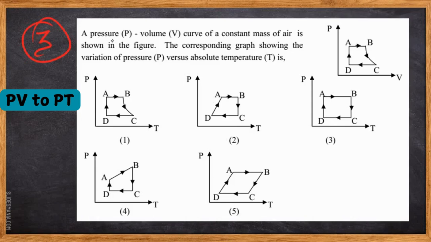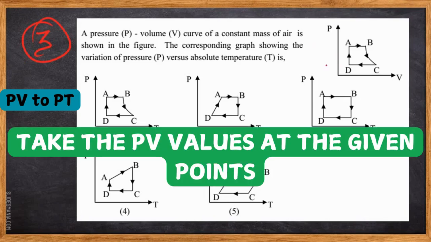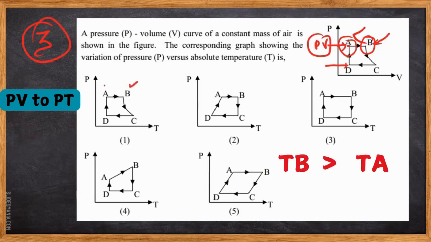Okay, a pressure-volume PV curve of a constant mass of air is shown in the figure. The corresponding graph showing the variation of pressure versus absolute temperature T is asked. So again, you have to do this from PV values. The PV value, I mean pressure times volume, at A is greater than the value at B. So that means the temperature of B is greater than A.